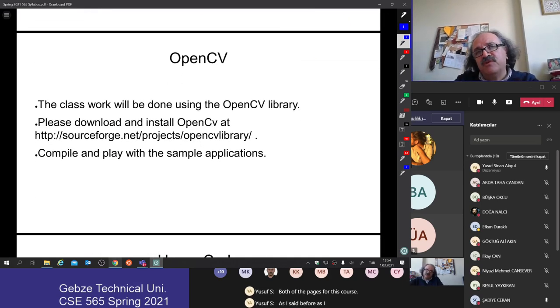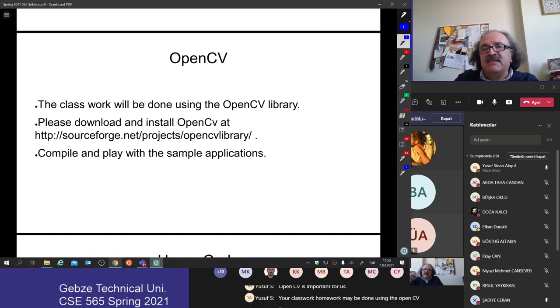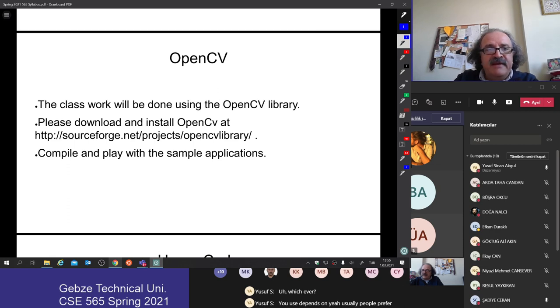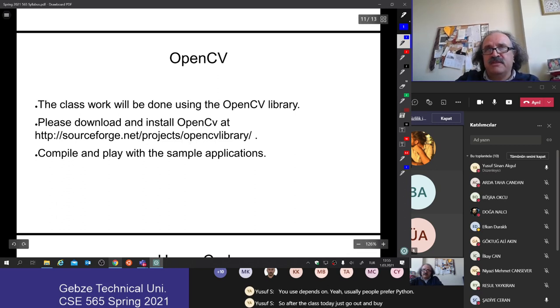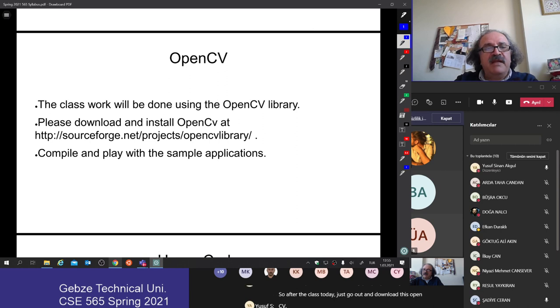As I mentioned before, OpenCV is important for us. Your classwork and homework will be done using the OpenCV library. It has a Java interface, a C++ interface, and a Python interface. Whichever you use depends on you. Usually people prefer Python. After the class today, just go out and download OpenCV, compile it, and play with the sample applications.